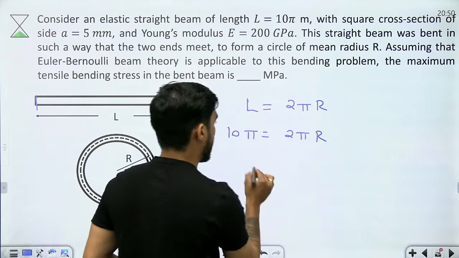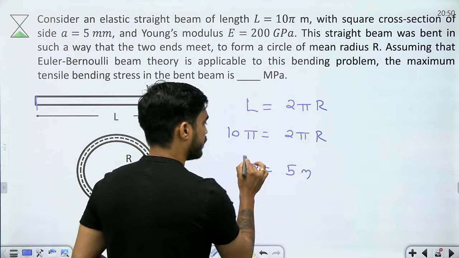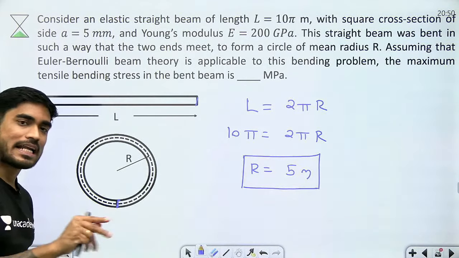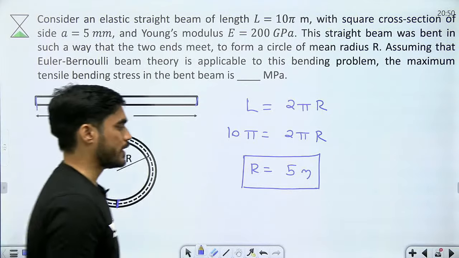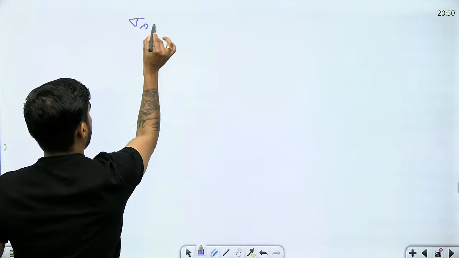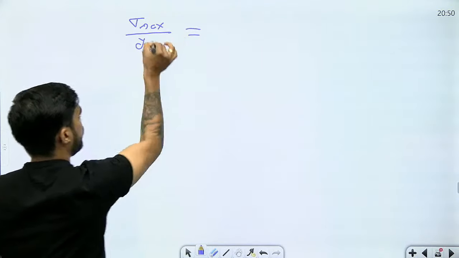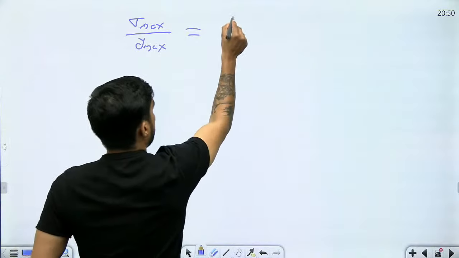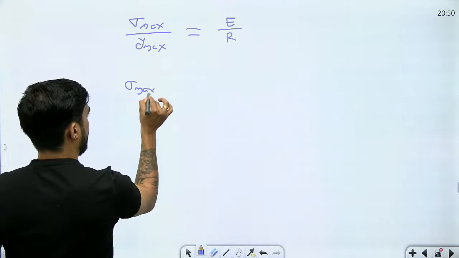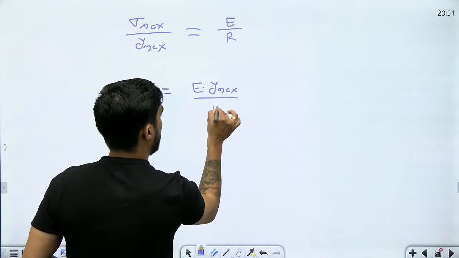So from here I am going to get R equals 5 meter. I have the value of R now, and I need to calculate sigma. Beta, what equation am I going to use? I am going to use sigma maximum by y maximum. If you want sigma maximum, then y will be y maximum equals E by R. So sigma maximum will be E into y maximum by R.